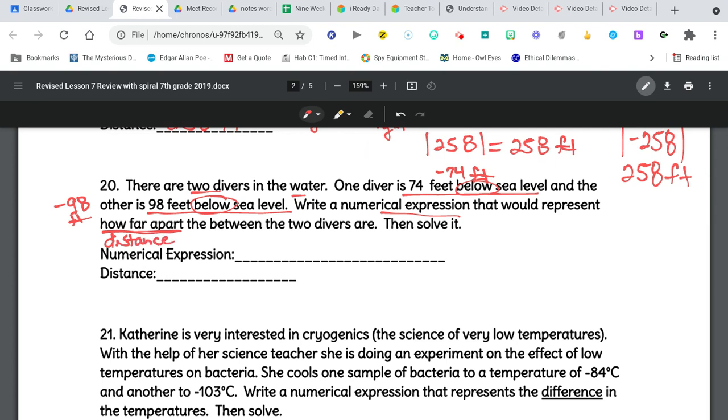Like if I say how far apart is the number 2 from the number 10, well, they're 8 units apart, which means the distance between them is 8 units. So I just want to know how far apart these two divers are. So I don't care which number you put first. Just make sure you use, yes, absolute value when you're trying to find distance. So I'm going to start off with -74. Put your minus sign in the middle, because for distance we use a minus sign, okay? Never a plus for distance.